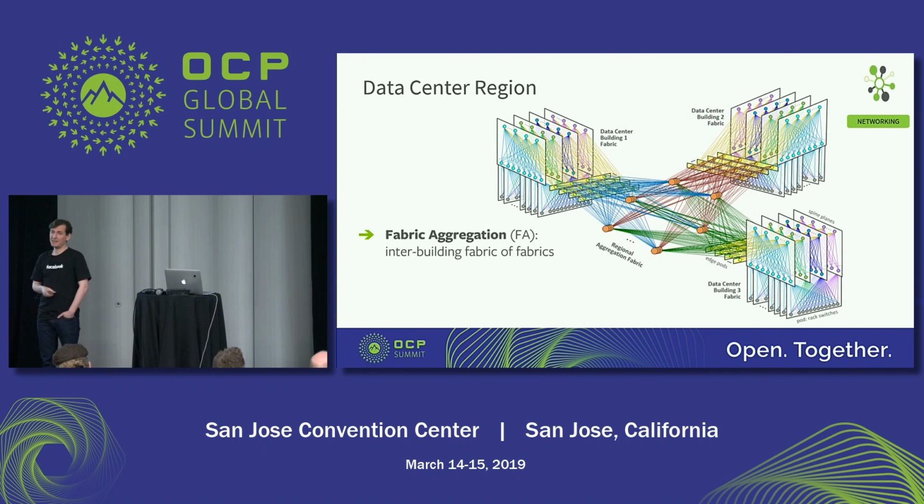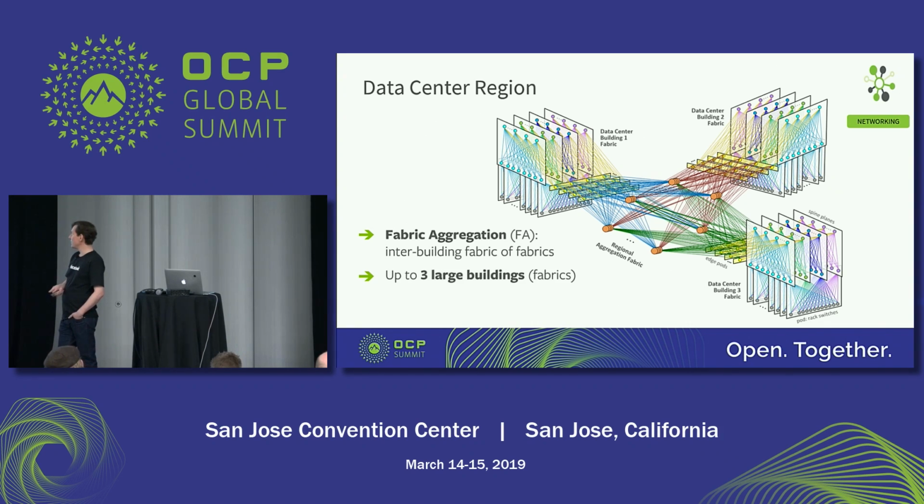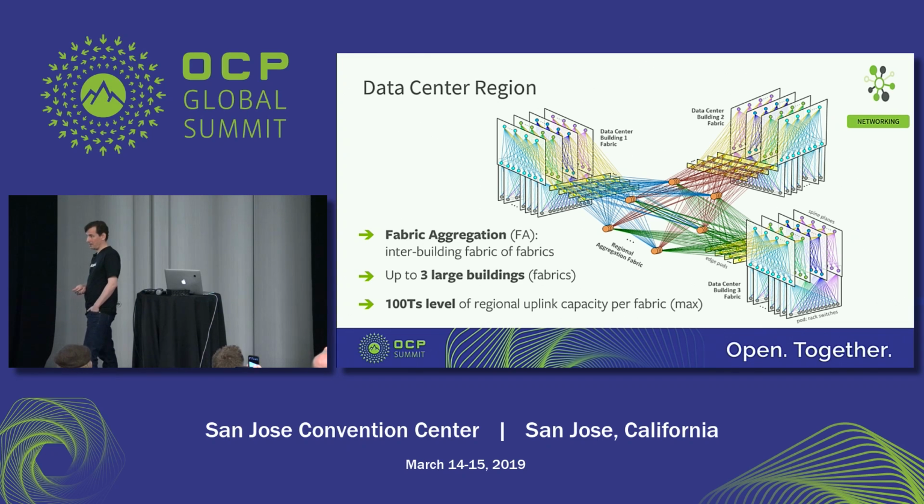Our fabrics are not standalone entities. In our typical data center locations, we have multiple buildings with fabrics connecting together through yet another tier, which is essentially a fabric of fabrics. We call it fabric aggregation, or FA. Our original design was sized for up to 3 large buildings, or 3 large fabrics. And each fabric could grow to hundreds of terabits of uplink capacity to this regional network at the maximum build footprint.